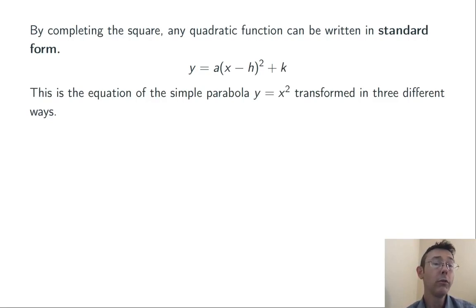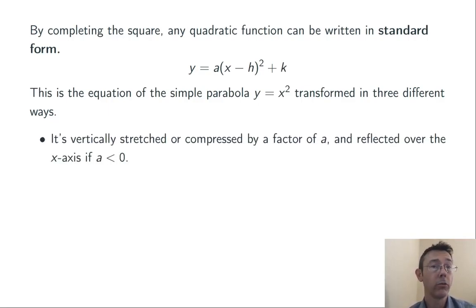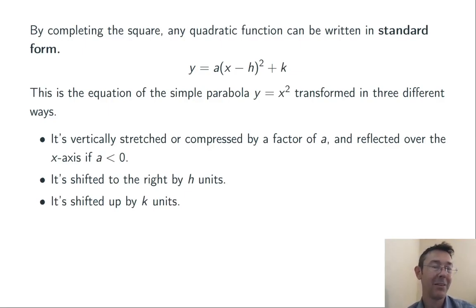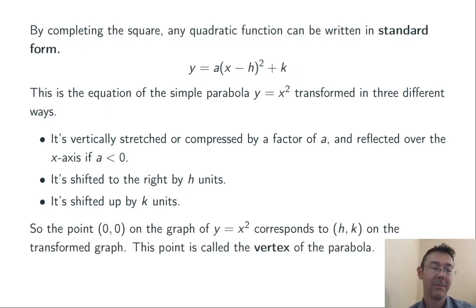I think the most useful way of viewing standard form is something that you obtain by transforming the graph of the standard parabola y equals x squared. First, you do a vertical stretch or compression by a factor of a. And if a is negative, that's going to flip the parabola over the x-axis. Then you do a horizontal shift by h. If h is positive, you move to the right, and if h is negative, you move to the left. Then you do a vertical shift by k, up if k is positive and down if k is negative.